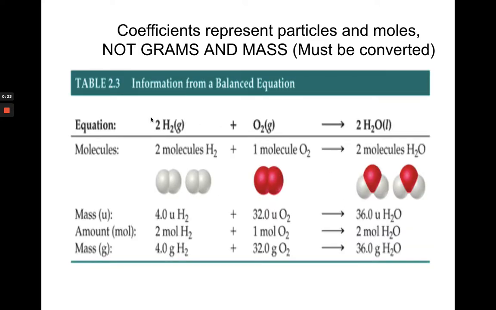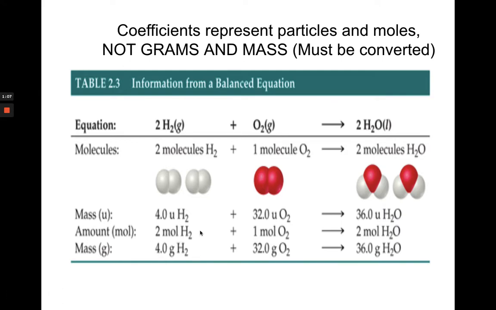So, as we know from previous lessons, coefficients represent particles and moles. They do not directly represent grams and mass. For example, in the equation for the synthesis of water, you can see that 2 molecules or 2 moles of H2 plus 1 molecule or 1 mole of oxygen gives you 2 molecules or 2 moles of H2O. However, because oxygen atoms and hydrogen atoms have different masses, that's the equivalent of 4 grams of hydrogen plus 32 grams of oxygen to give us 36 grams of water. Now, again, there is conservation of mass, as you can see, but you can also see that the coefficients represent the moles and not the grams.